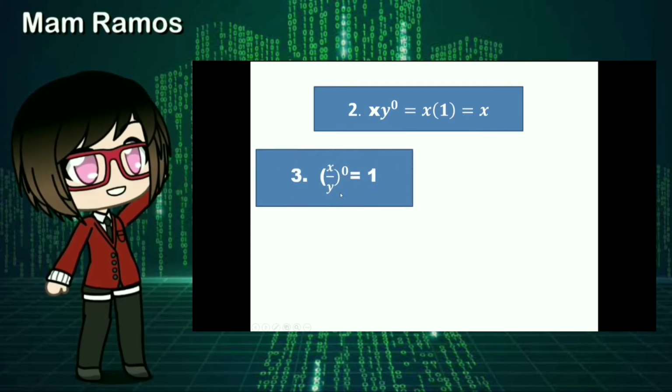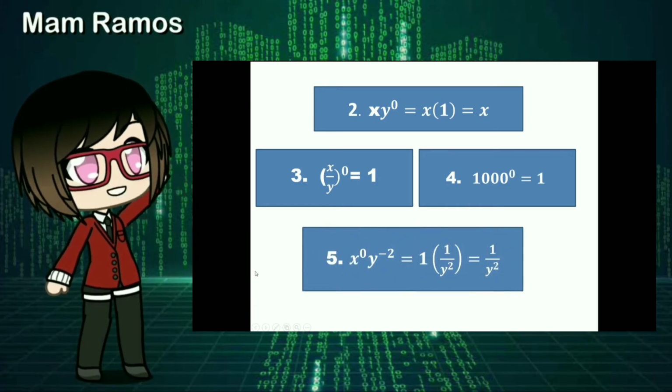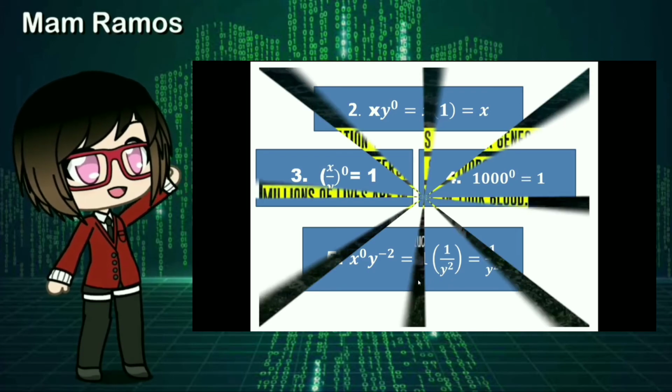Number 3, quantity x over y raised to the 0 power is equal to 1. Number 4, 1000 to the 0 is equal to 1. x to the 0, y to the negative 2 is equal to 1 times the reciprocal of y to the negative 2, which is 1 over y squared. Then we multiply 1 to the numerator of 1, which is equal to 1 over, we copy the denominator, which is y to the second power.